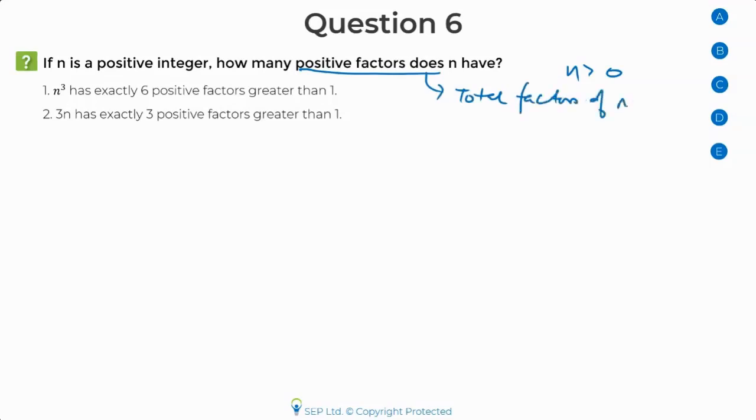Now, there's nothing else we can do, so we'll move on to statement 1, which is n cube has exactly 6 positive factors greater than 1. So can anyone tell me what this means? Can anyone tell me what is the total number of factors of n cube?